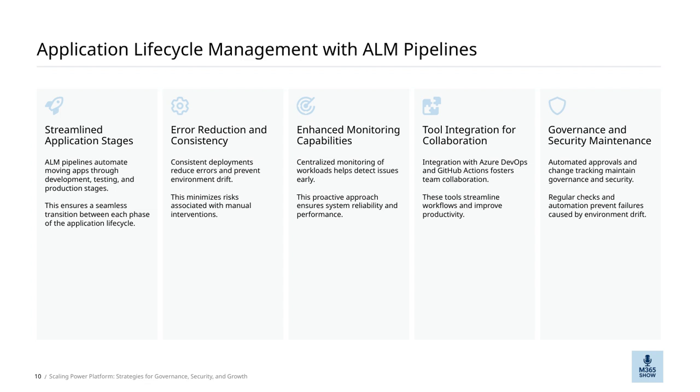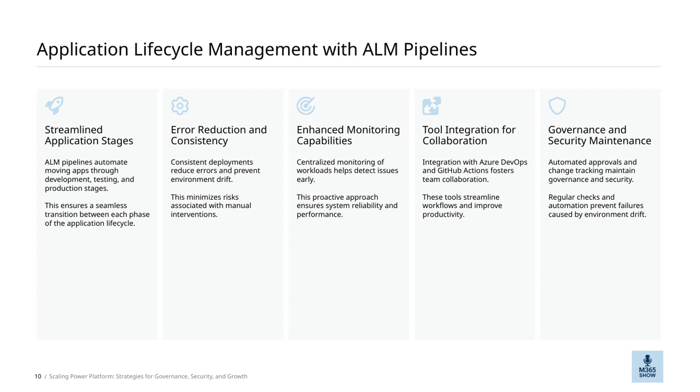When it comes to deployment, consistent processes are vital. Automated pipelines help us reduce errors and prevent environment drift, which minimizes risks associated with manual interventions. The goal is to make deployments predictable and error-free.